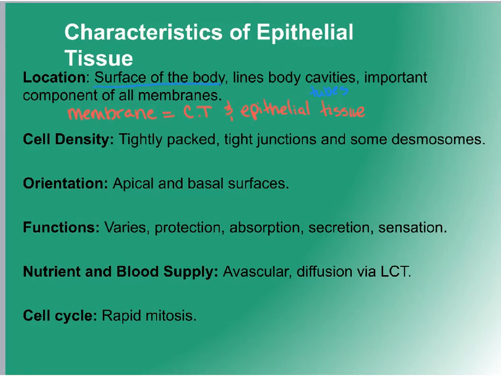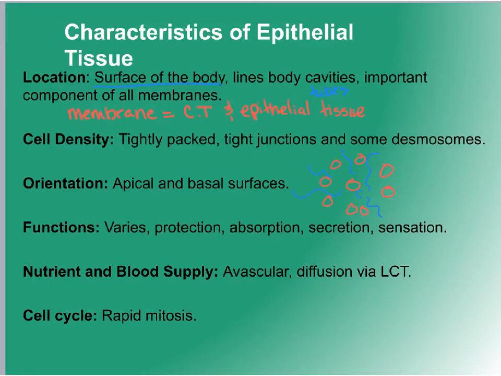Another characteristic of epithelial tissue, which is very different than what we saw in connective tissue, is the cells are very tightly packed together. In connective tissue, we saw, for instance, fibroblasts or even chondrocytes or osteocytes, and they're all kind of scattered. And in between, you'd find some fibers. So the cells weren't really densely packed, and they definitely were not connected to one another.